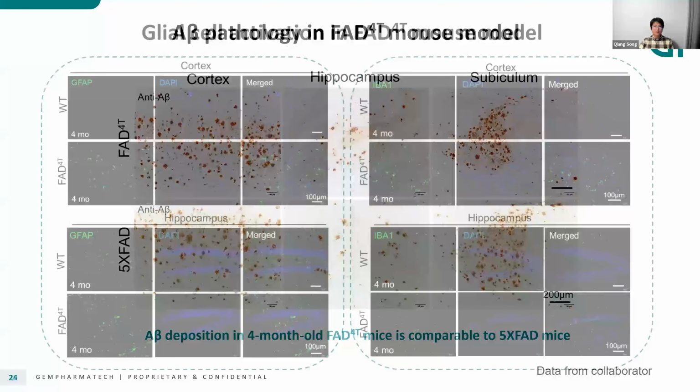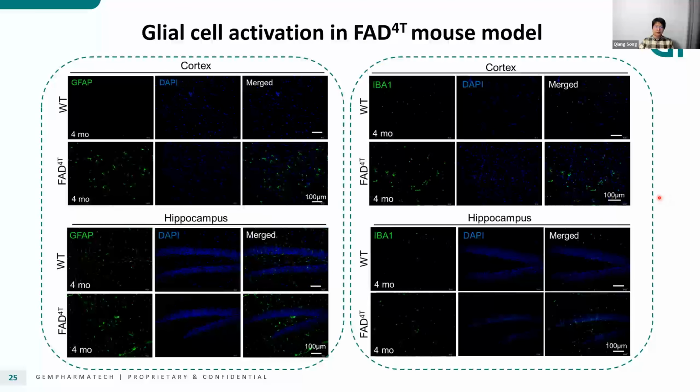And also, recent studies indicated that CNS inflammation has become the most popular marker in AD research. So we used GFAP and IBA1 antibodies to detect the astrocytes and microglia in the brain regions, mostly in the cortex and the hippocampus. This slide shows representative imaging of 4-month-old wild-type and FAD40 mice, and clearly shows increased GFAP-positive and IBA1-positive cells in the cortex and the hippocampus regions in the FAD40 mice.